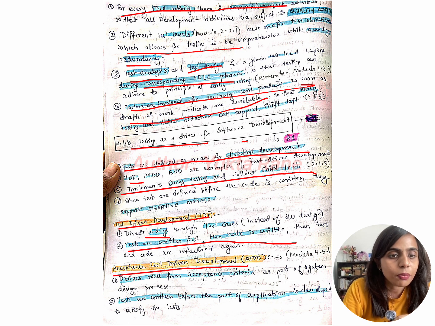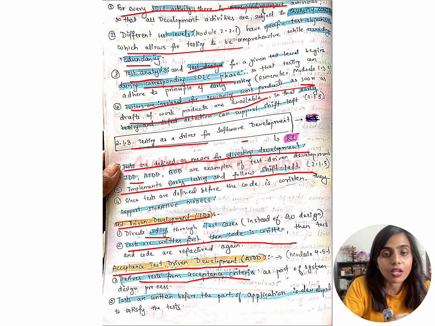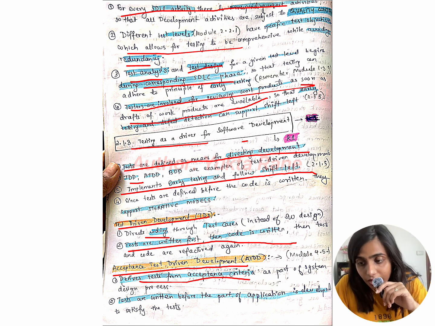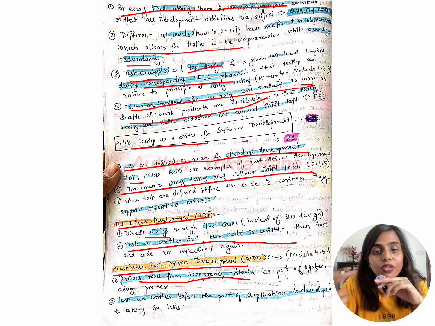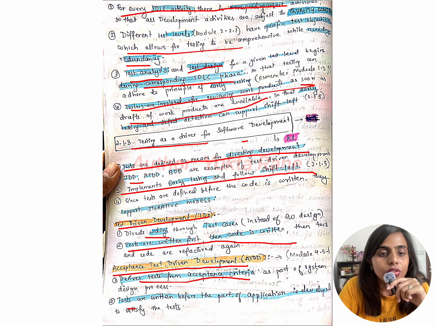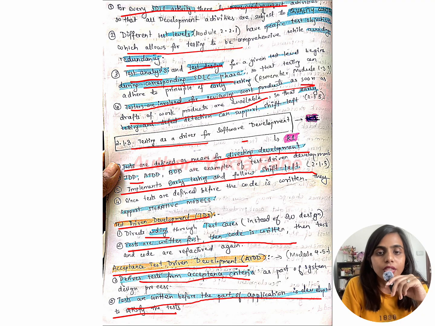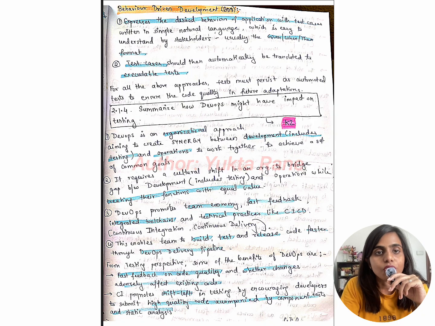Acceptance test driven development derives tests from acceptance criteria. So first you define the user requirement. From that user requirement you get the acceptance criteria, and as per the acceptance criteria or to satisfy it, you're writing the code. Tests are written before the part of application is developed to satisfy the test. It is a very helpful approach.